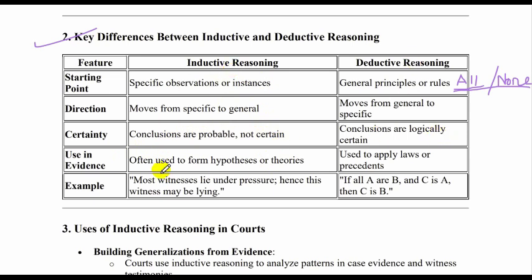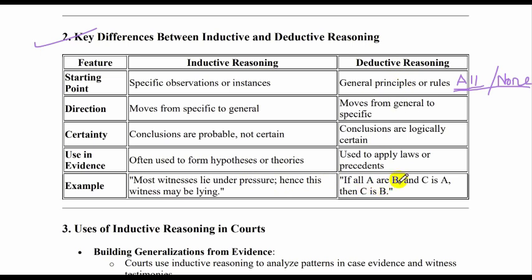Inductive reasoning is often used to form hypotheses or theories. So we use this in criminal law. And in deductive reasoning, we use this to apply laws or precedents. An example of inductive reasoning is: most witnesses lie under pressure, hence this witness may be lying. So this is a possibility. It may be true, but it is not certain. Whereas in deductive reasoning, the conclusion is certain, as we saw earlier.